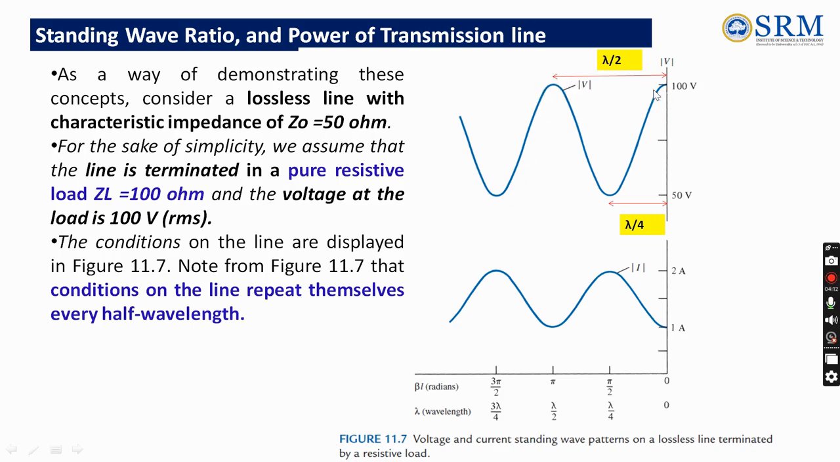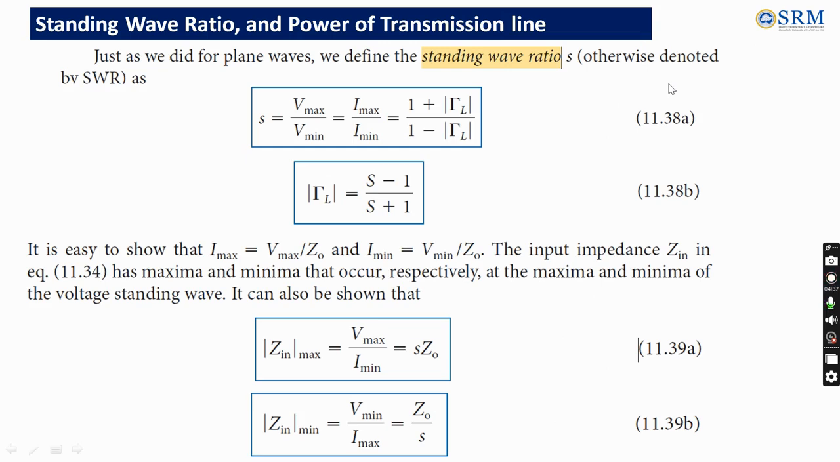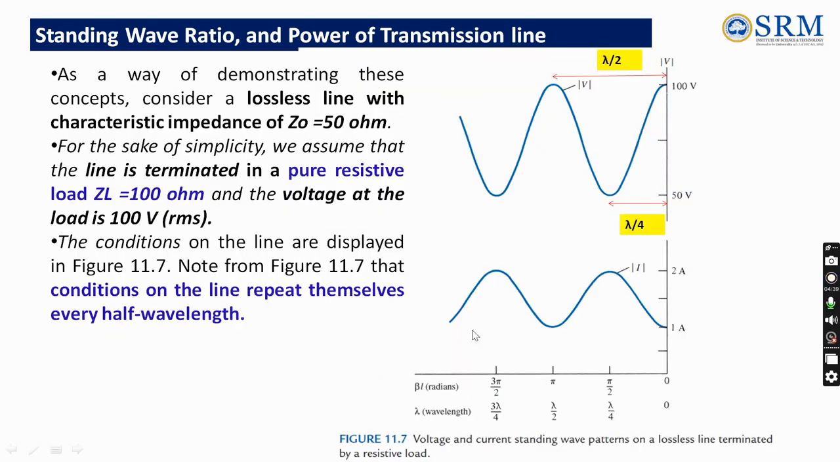Successive voltage maxima occur at lambda by 2 in terms of wavelength, as we can see here. Between a voltage maximum and a voltage minimum the distance is lambda by 4. I can see this in terms of current also. Whenever voltage is maximum, as we observed in the previous expression, current is minimum, so the current minimum occurs there.